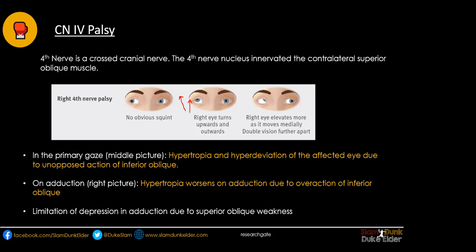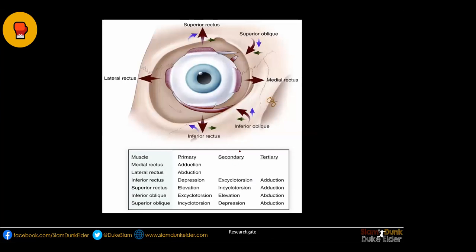On adduction, the hypertropia worsens because you get an overaction of the inferior oblique muscle. And you also get limitation of depression in adduction because the superior oblique is weak. Again, we've got this table here that you can work through. I find it really useful to look at which movements the eye muscles are being unopposed with.